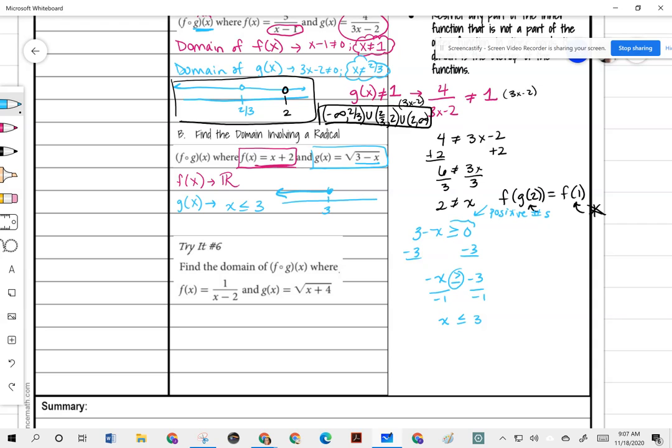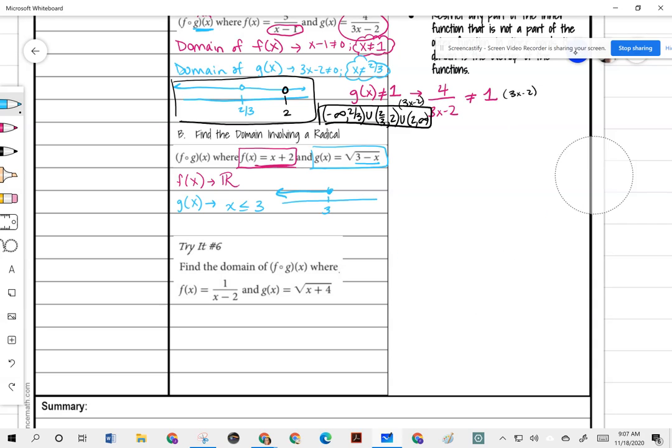All right, so I'm going to clean up my workspace over here a little bit. All right, so now that we've identified each domain, let's just take a look. Remember that your inner function definitely needs to be represented. And g of x, my domain, is right here, and that's represented.